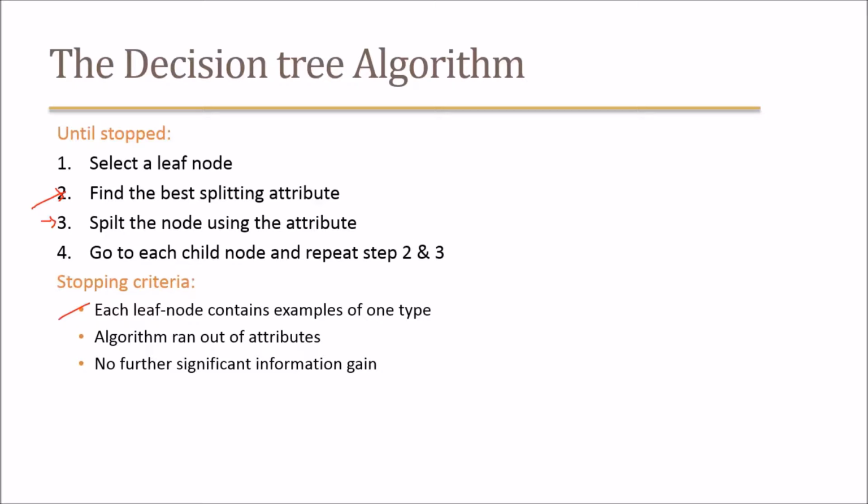Whenever there are no further examples, or when there are no further records in a particular segment. When the algorithm runs out of the attributes, there are no further attributes, and then there is no further significant information gain. Just by splitting we are not achieving any information gain, then there is no point in going ahead, so we can simply stop it there.